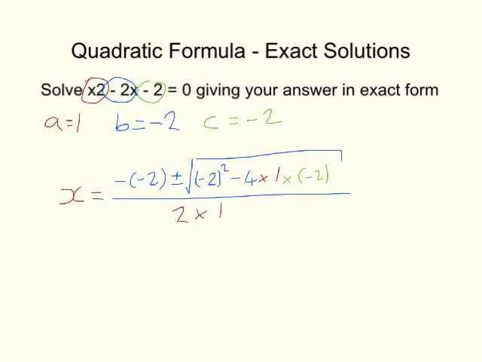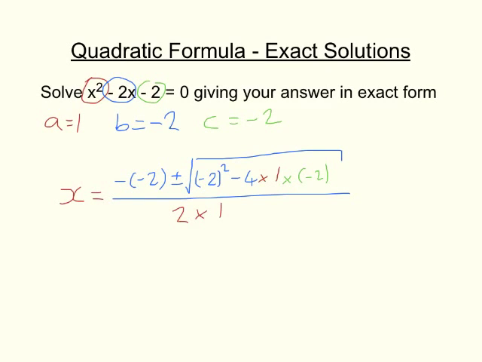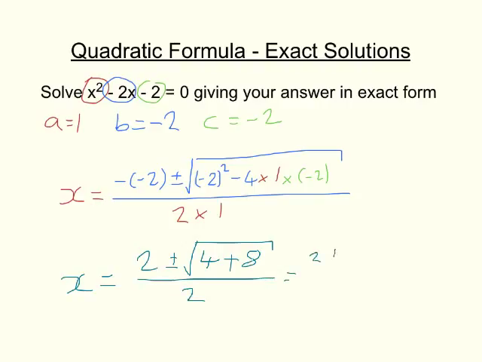So now, dealing with all of that and simplifying it, we get minus minus 2 is 2, plus or minus the square root, minus 2 squared is 4, minus 4 times 1 times minus 2, so it's going to become plus 8, and that's all over 2. So that's 2 plus or minus the square root of 12 over 2.